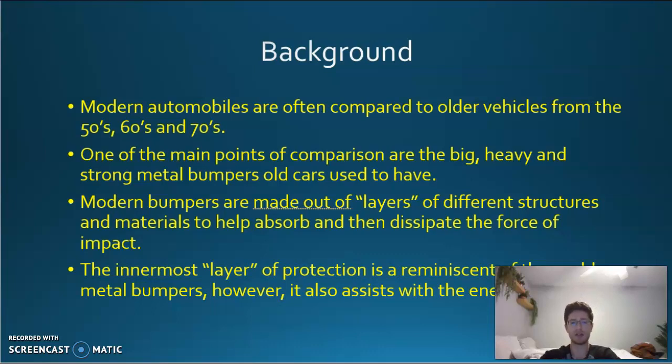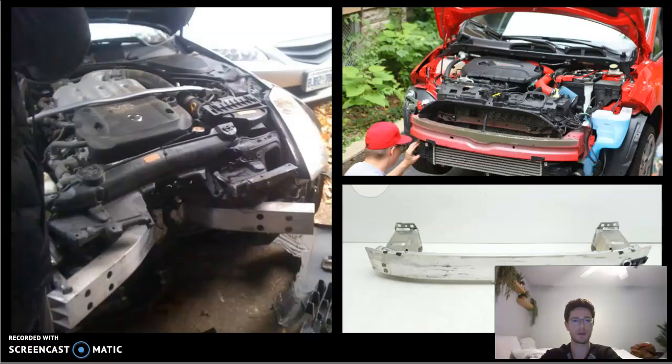The innermost layer of protection can be seen as reminiscent of those old metal bumpers. However, it is designed to assist with the energy dissipation of the impact. Here we can see what those bars look like in real images of cars.